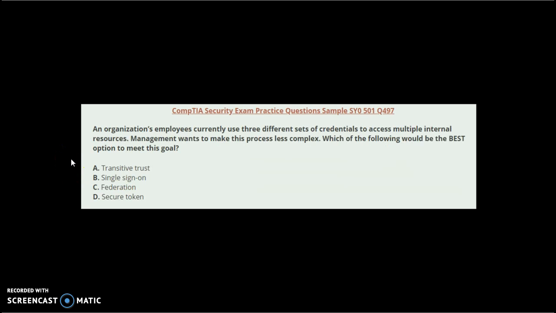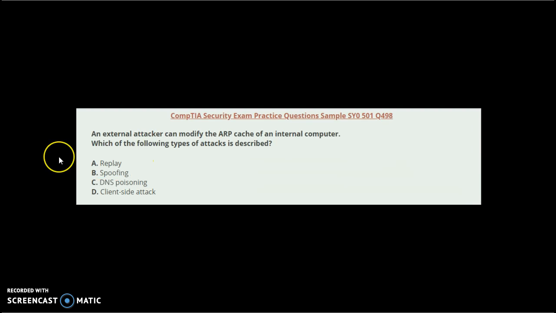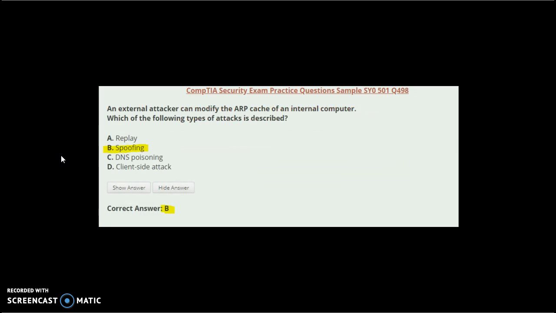An organization's employees currently use 3 different sets of credentials to access multiple internal resources. Management wants to make this process less complex, which of the following is the best option to meet this goal? That's single sign-on. An external attacker can modify the ARP cache of any internal computer. Which of the following types of attacks is described? And that's spoofing. Just think ARP spoofing.